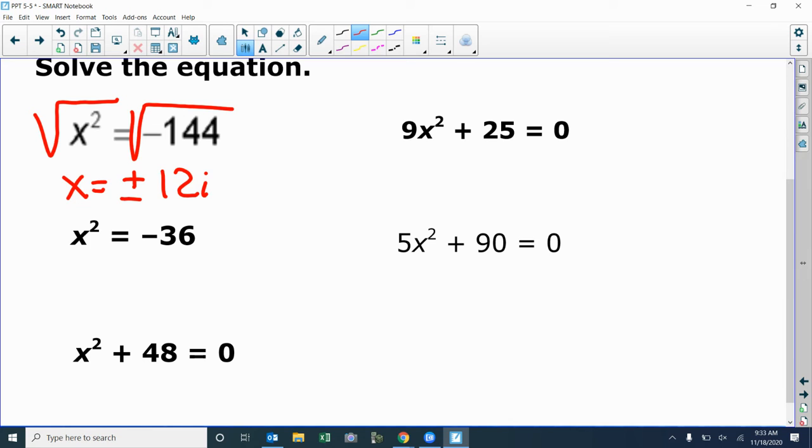See what you can do with this one. This one's probably pretty easy right here. Square root. Give you a second. And then go ahead and see if you can do the other 3.